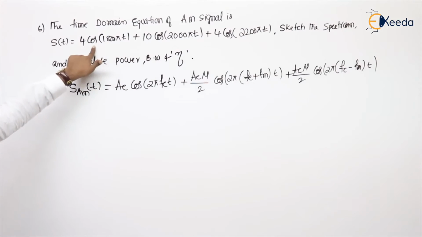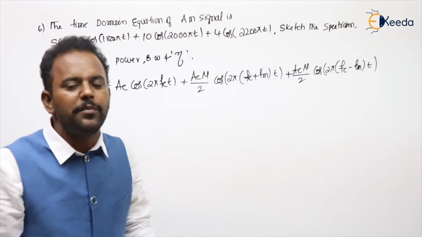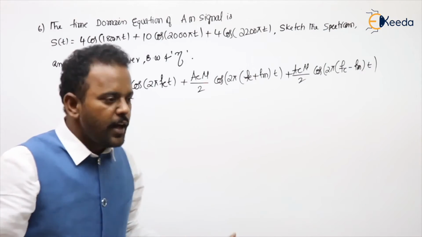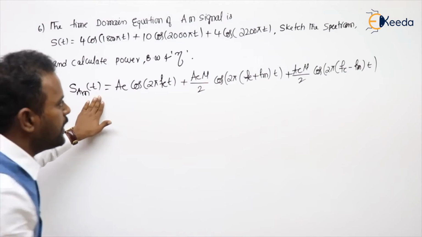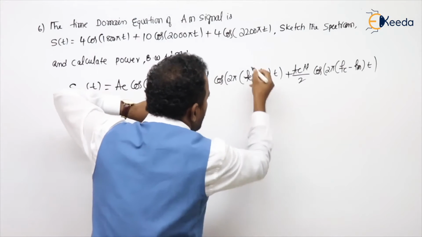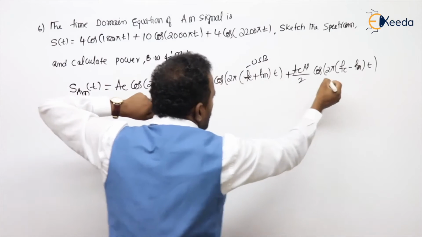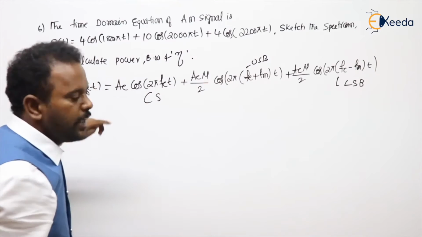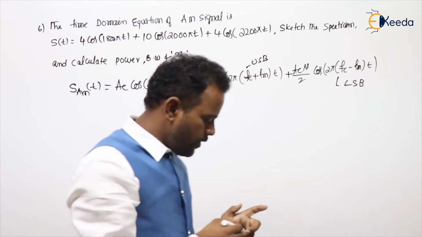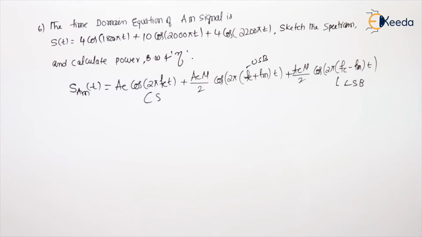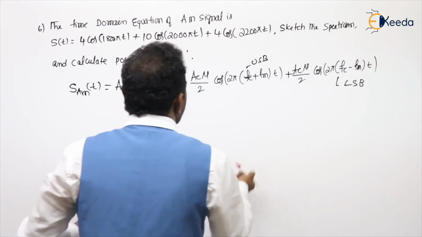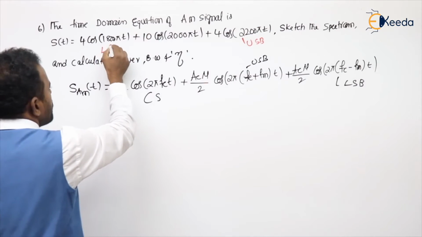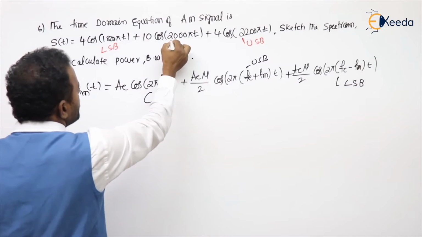Compare means comparing first term with second term and third term would be a blunder. Comparing means there should be a valid comparison. Always in the standard expression, the highest frequency corresponds to the upper side band, the lowest frequency corresponds to the LSB, and the middle one is the carrier. Even in the given expression also, you need to understand that the highest frequencies correspond to the upper side band. Lowest frequencies correspond to the lower side band. Middle one will be the carrier signal.